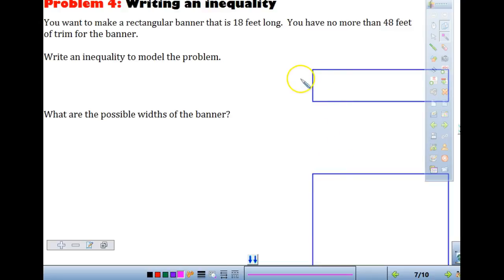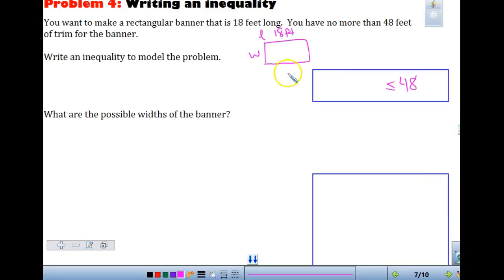So, this story problem, okay? As we are looking at this story problem, you want to make a rectangular banner that's 18 feet long and has no more than 48 feet of trim. So, rectangular banner, draw a rectangular banner. And what do you know? What piece of information do we know on this? 18 feet long, right? So this is 18 feet. That's my length. Well, if it's a rectangle, you also have a width, right? And can it be 50 feet? No, it has to be less or equal to 48.